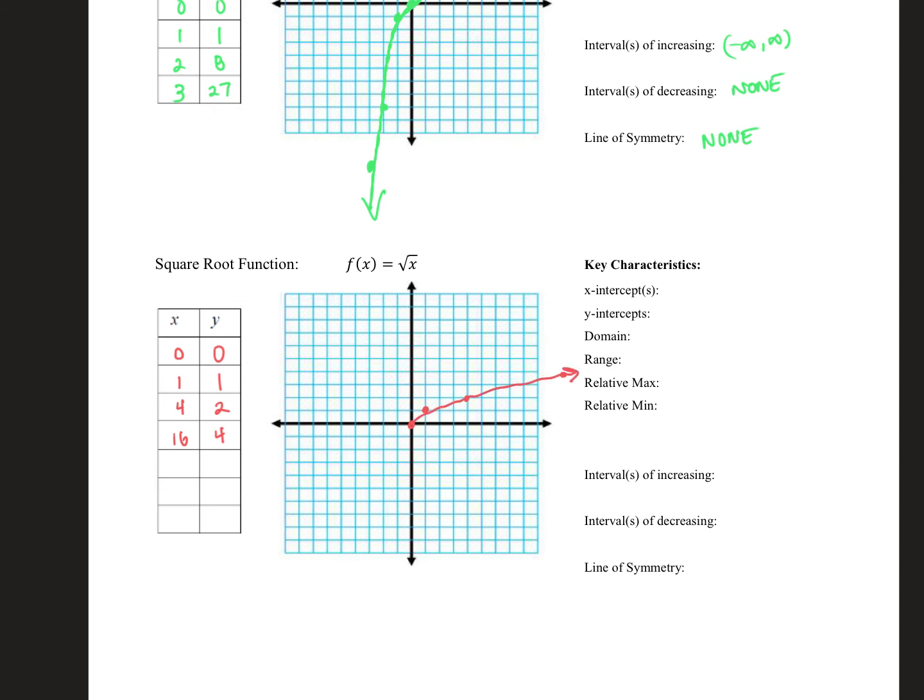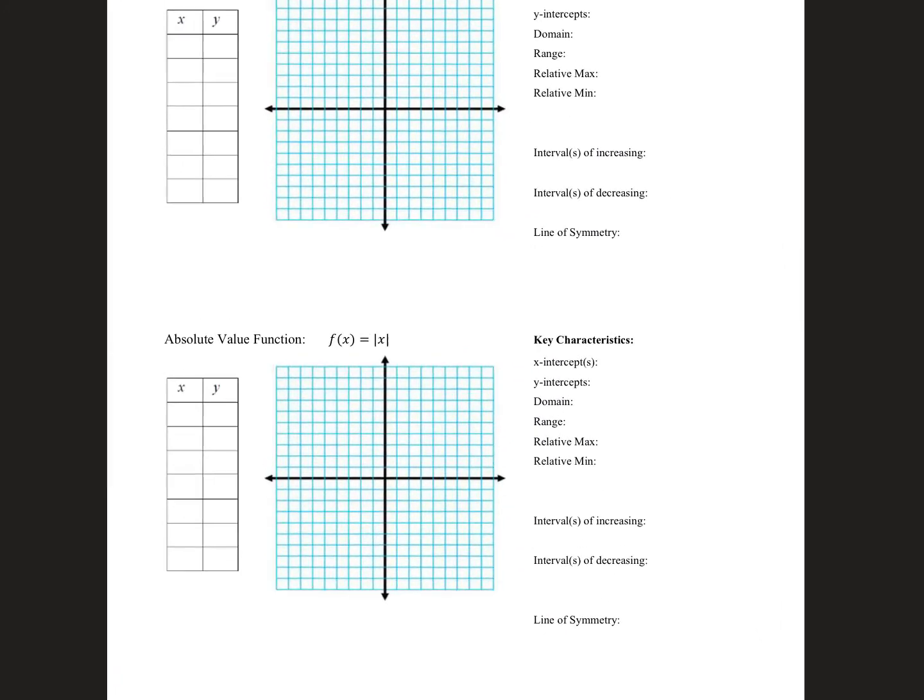So you can see for a square root function, it starts at an endpoint and continues on forever in one direction. X-intercept, again, is 0, 0. Same with the y-intercept. My domain starts at 0. It's included, and it goes on forever to infinity. My range, from bottom to top, it starts at 0, and it goes on forever to infinity. Relative max, there is none. For relative minimum, there is no lowest point. And then for interval of increasing, so where do we have a positive slope? From 0 to infinity. There is no interval that it's decreasing or have a negative slope, and there is no line of symmetry.